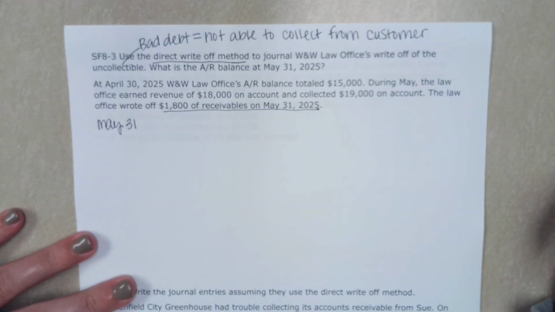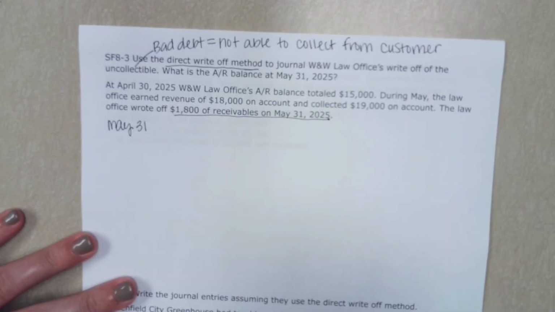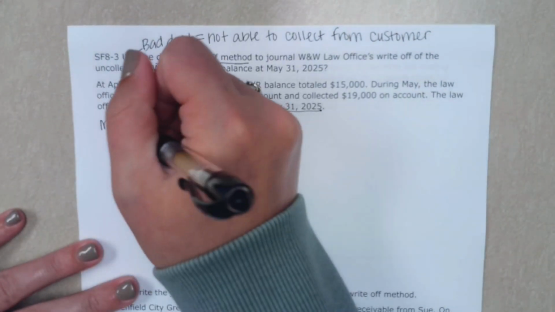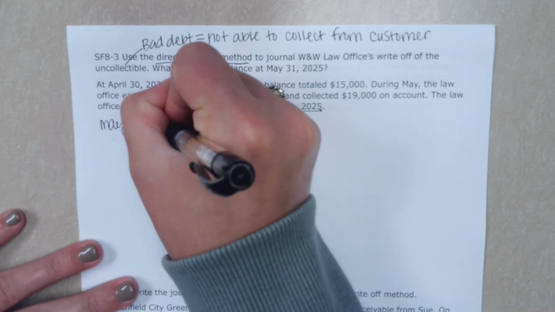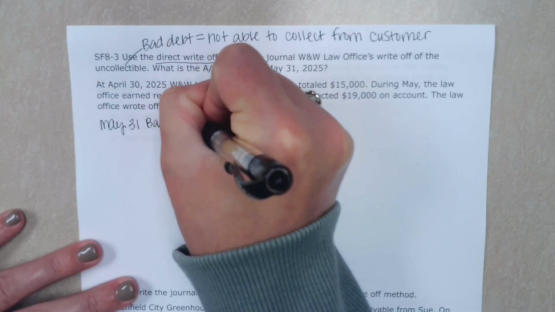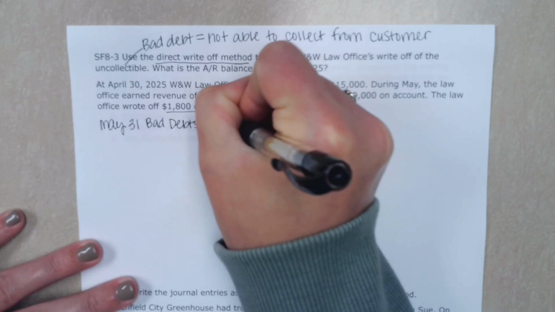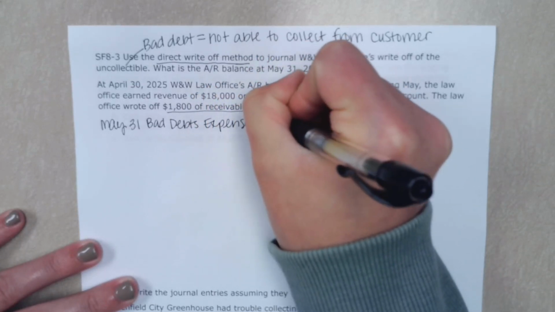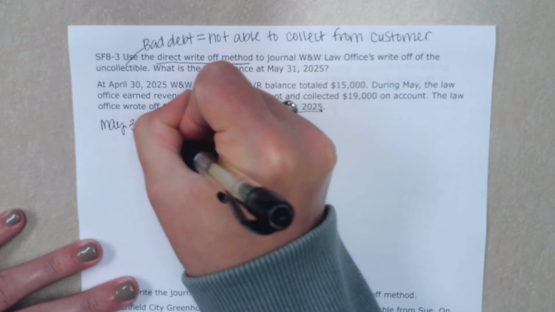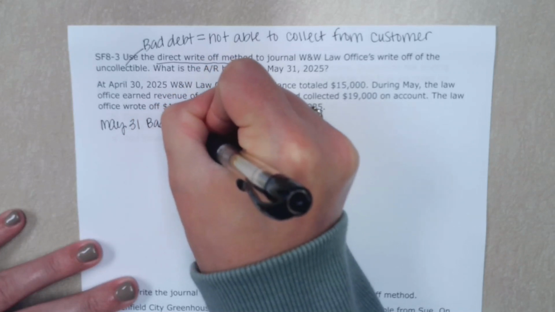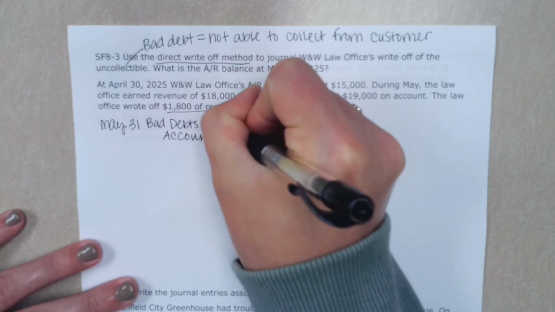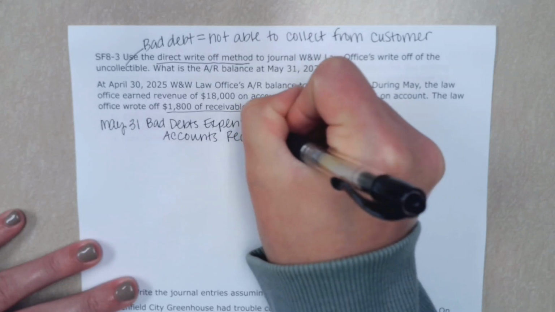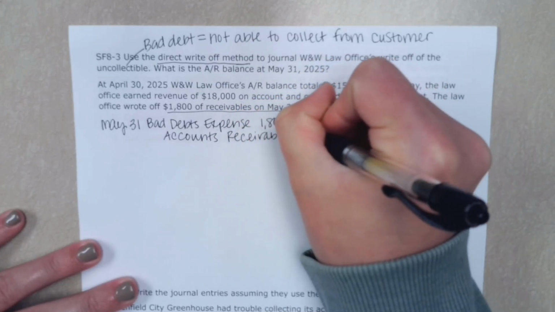It means that we're not going to collect this money from the customer and we have to make an adjustment for that. So under the direct write-off method, we will debit bad debts expense. And we will credit accounts receivable because we don't think we're ever going to receive it. So there is no need for it to sit in that account.